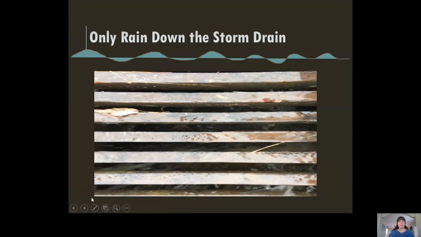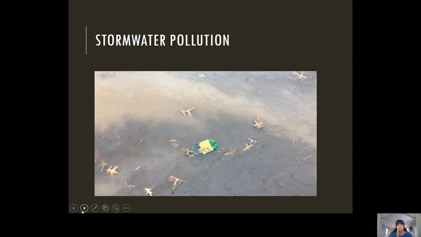I know it's a little silly, but you have to understand, only rain should go down the storm drain, because if other things are going down, this storm drain is dumping out into our drinking water supply. And so if you have a lot of toxins and plastics and organic debris and things we don't want going down the storm drain, that all ends up in our drinking water, and then we have to treat it, and then we're exposed to more chemicals.